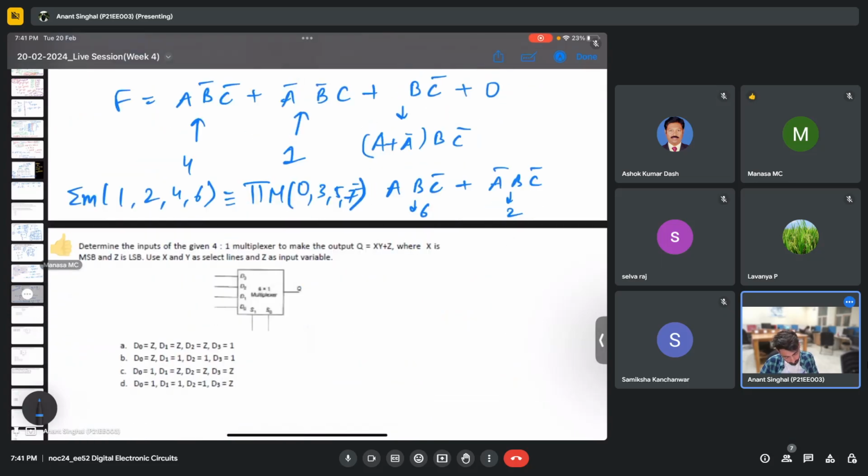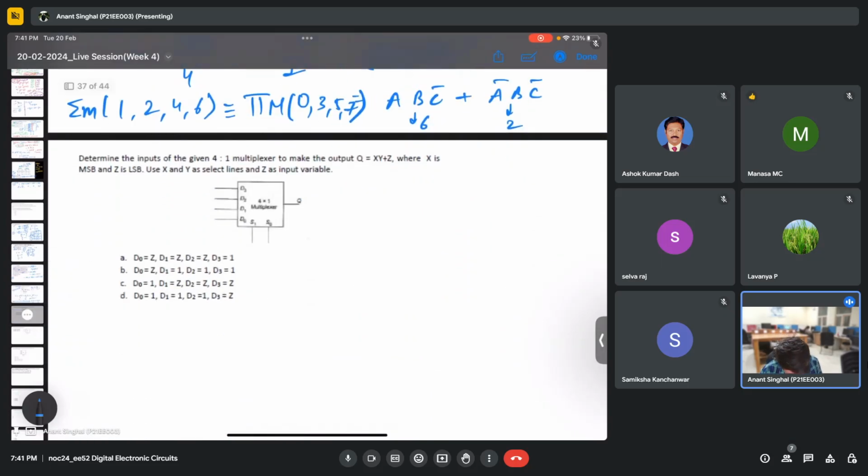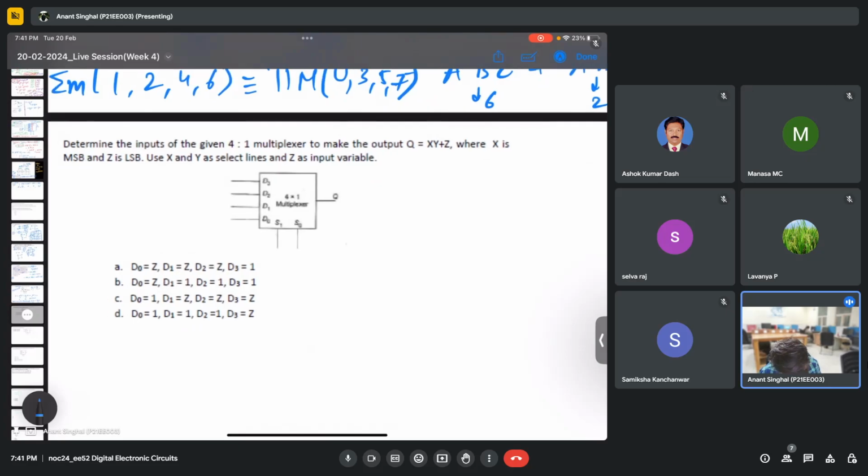Fine. So now again we have a similar mux question, that determine the inputs of 4 cross 1 mux, that is D3 D2. Now you need to see that D naught is given at the lowest part, so this will be the complement part now. Sometimes they give it in this way, that D naught is in the lowest input and D3 is in the highest input. So determine the inputs to make Q as XY plus Z.